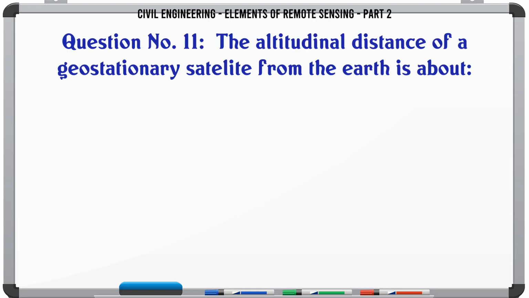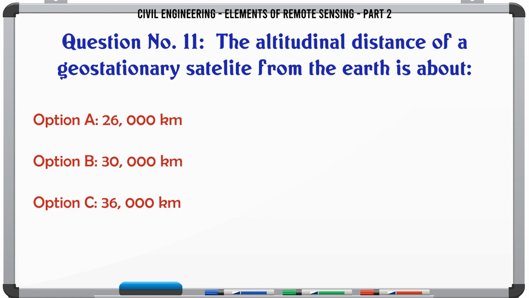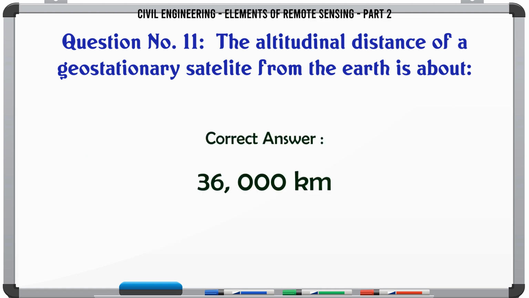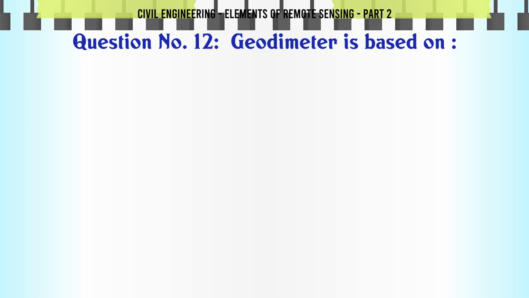The altitudinal distance of a geostationary satellite from the Earth is about A. 26,000 km. B. 30,000 km. C. 36,000 km. D. 44,000 km. The correct answer is 36,000 km.